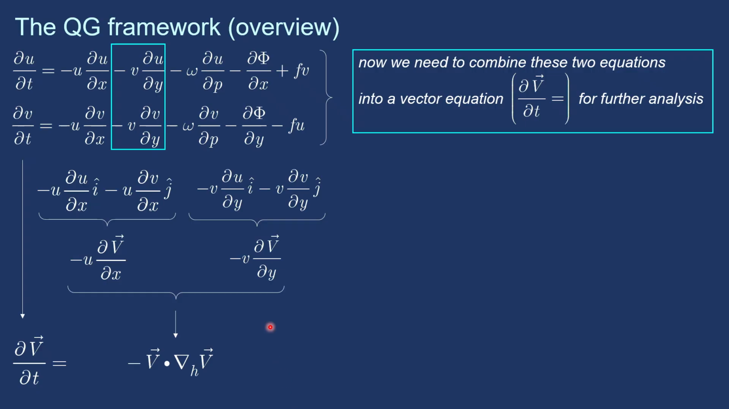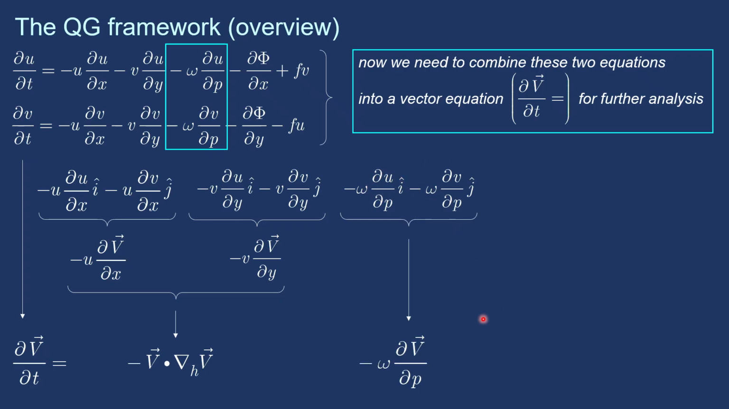For the third terms on the right-hand side of the equal sign here, this represents the vertical advective terms. And we can again write that in standard basis form. And we look at these and we see that they both have negative omega in common, and they both have partial with respect to p in common. And so those will combine into minus omega partial with respect to p of v vector.